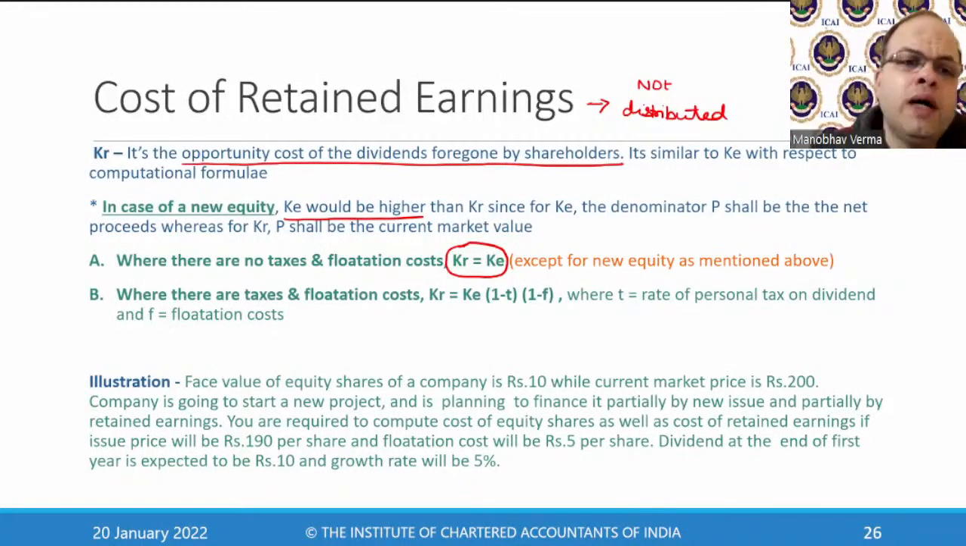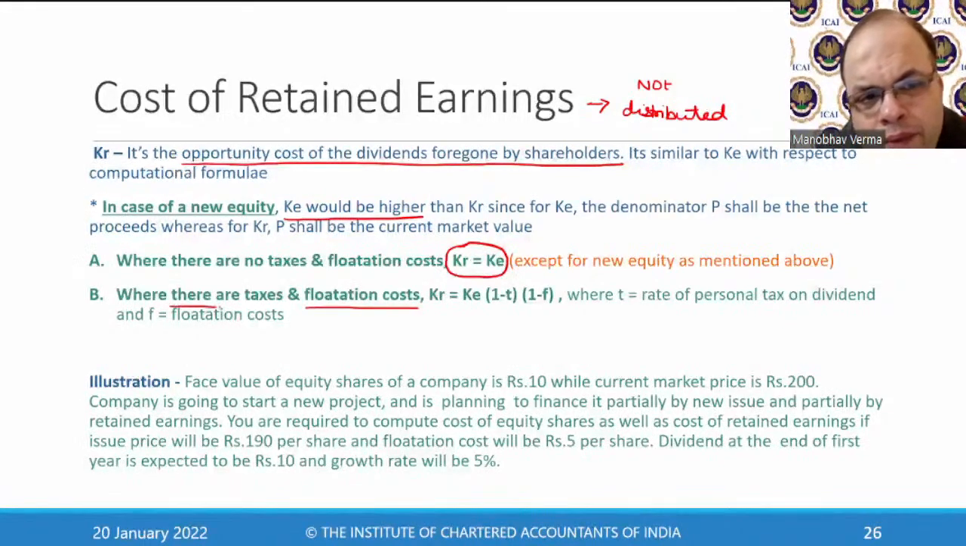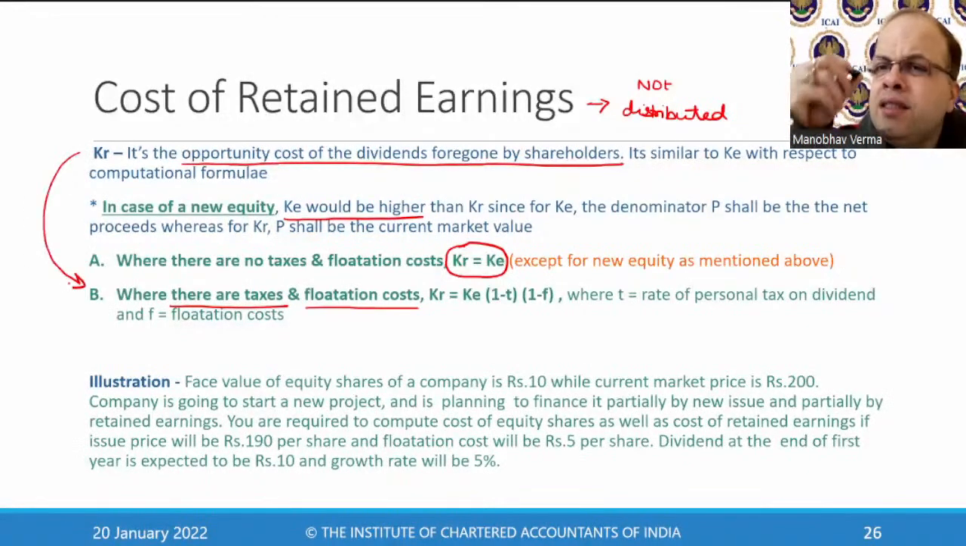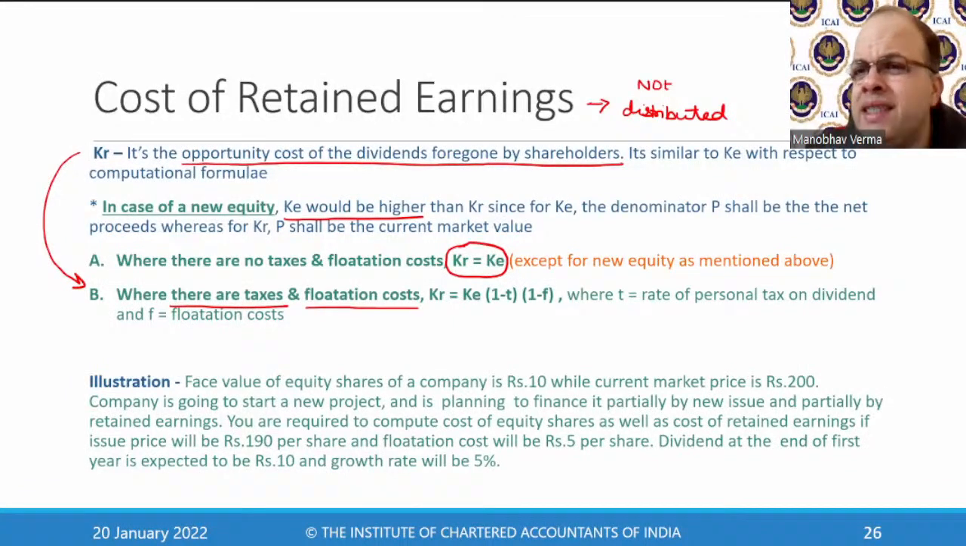But what is important to look at is, if there are flotation costs and there are taxes, what does this mean? Since this is the opportunity cost of the dividend foregone, had these been actually distributed to the shareholders as a dividend, they would have paid their share of taxes. They would have invested somewhere else, probably with another flotation cost. As a result, the cost of retained earnings would become net of the tax and the flotation cost.